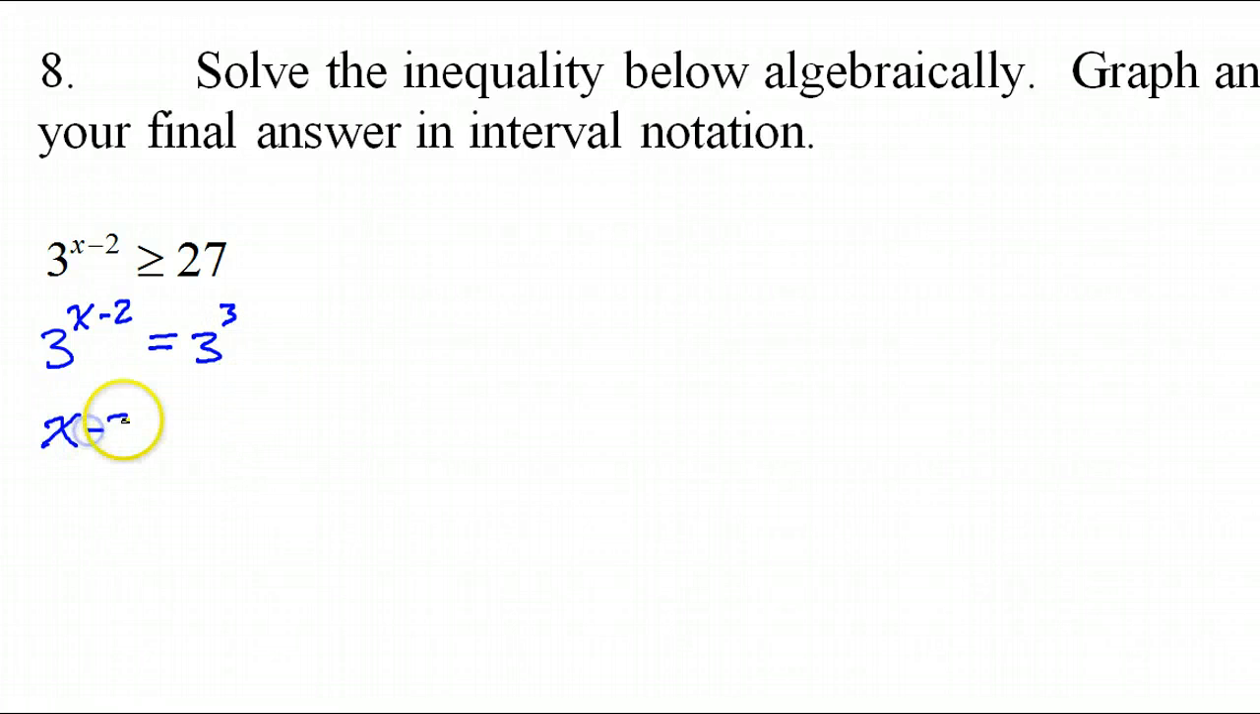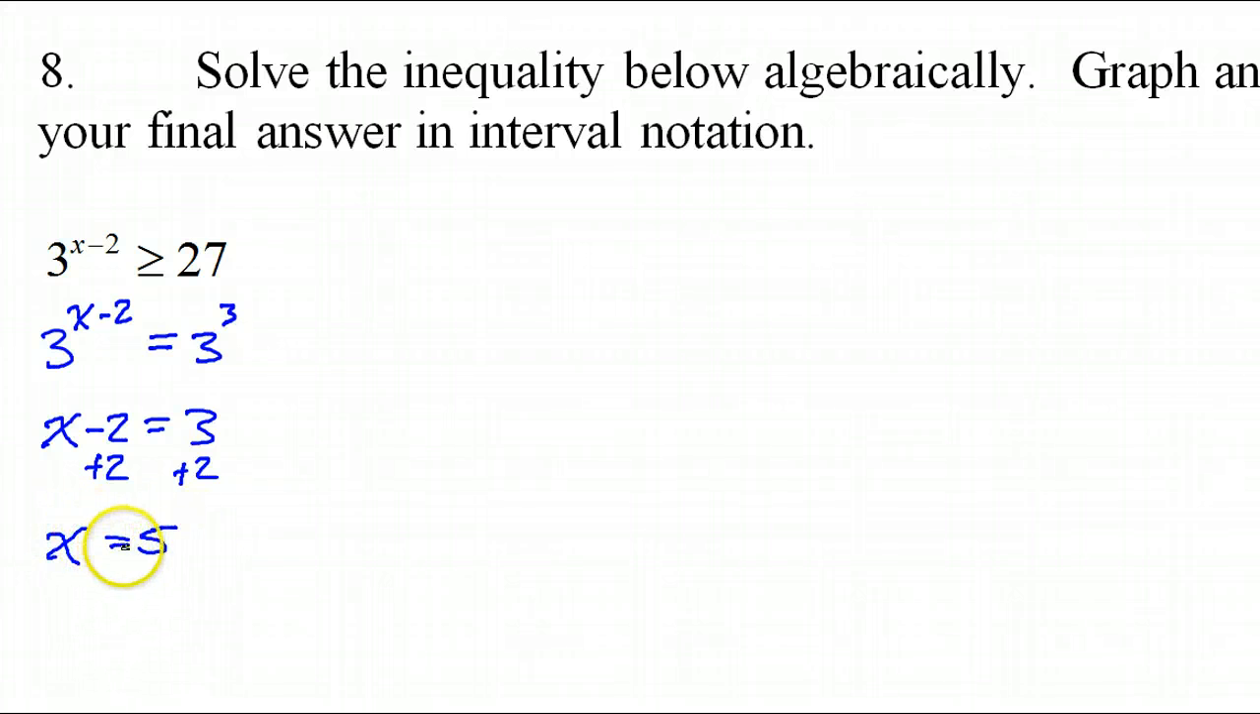Number 8, solve the inequality algebraically, okay? We can do like bases here. So this is 3 to the x minus 2 power. We're going to solve this inequality by looking at the related equation. 27 is, of course, 3 to the 3rd power. So that would give me x minus 2 is equal to 3. If I add 2 to both sides, that's going to give me x equals 5.